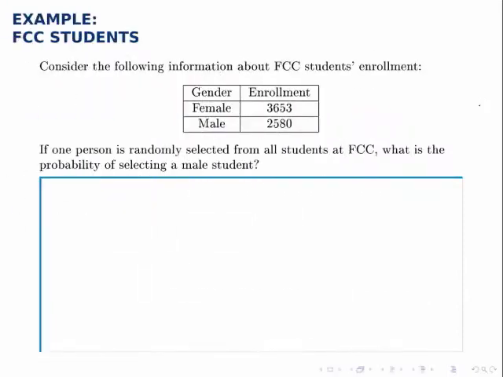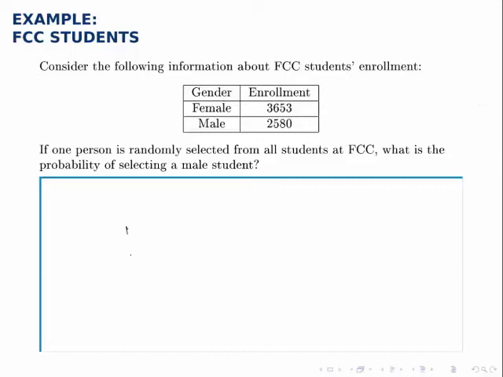Consider the following information about students' enrollment at FCC. We have a table that breaks down the gender of students, and we're told how many male students there are and how many female students there are. Then we're told that we randomly select one person from all these students, and we want to know the probability that the one we selected is a male student.